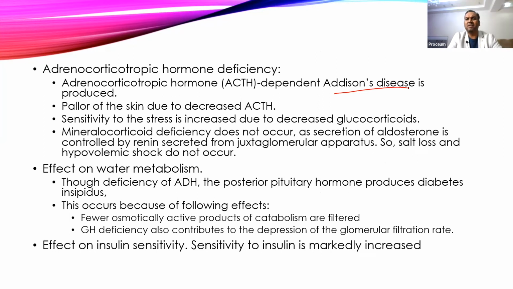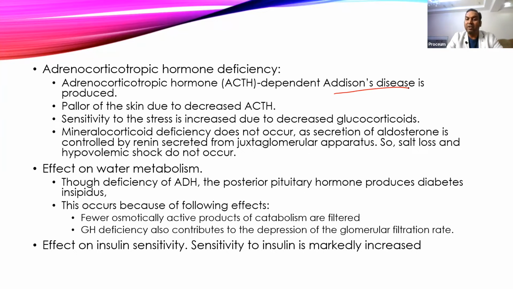Then a deficiency of adrenocorticotropic hormone can produce Addison's disease, and as there is decreased ACTH secretion, which promotes melanin synthesis in the skin, that will reduce, and that can cause paleness or sometimes white spots, that is vitiligo, can also be seen in the patient. Then they will become very sensitive to stress, so they will not tolerate even normal stress, and they can show syncopal attacks or susceptibility to stress.